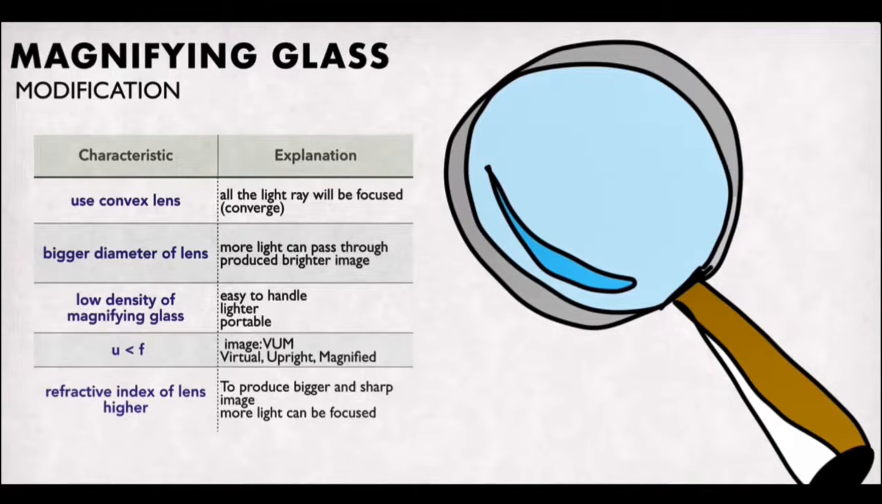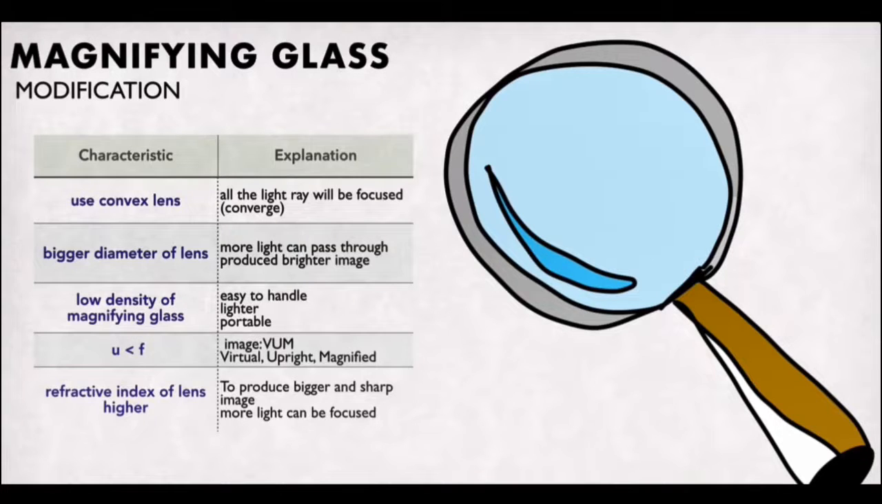Number 3, low density of magnifying glass. Why? So that the weight is lighter and it is easy to handle and portable. Number 4, U must be smaller than F, so that it will get the final image, which is virtual, upright, and magnified.